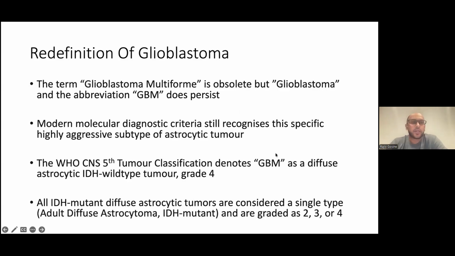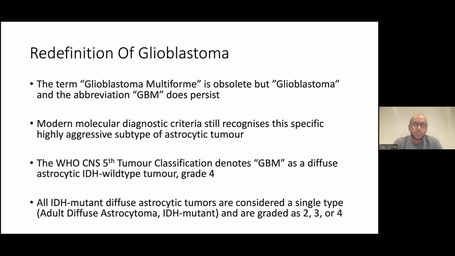We'll start with the redefinition of the term glioblastoma. The term glioblastoma multiforme is now obsolete, but glioblastoma, or the abbreviation GBM, does persist. Modern molecular diagnostic criteria still recognize this specific, highly aggressive subtype of astrocytic tumor.